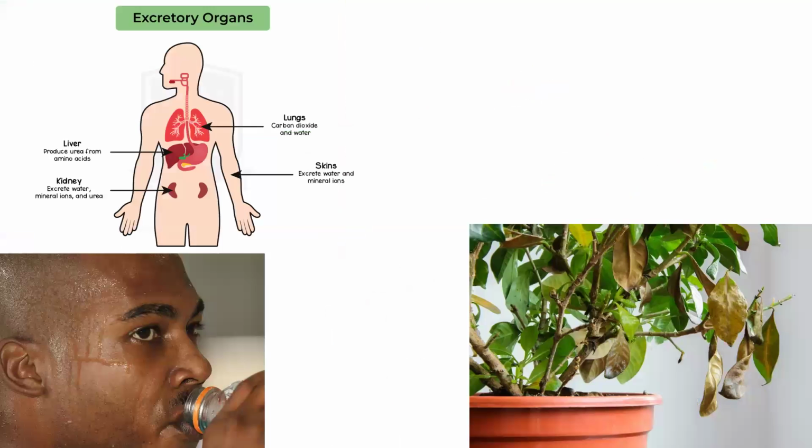And the last, oh, sorry, we have two more. We have excretion. Excretion is the ability of an organism to get rid of waste products. For example, in humans, from the lungs we get rid of carbon dioxide and excess water. From the skin, we excrete water as well as mineral ions, so salts that we don't need in our body. From the kidneys, we excrete water, mineral ions, and urea. This urea is made in the liver, where we break down excess proteins, and it is passed out in our urine.